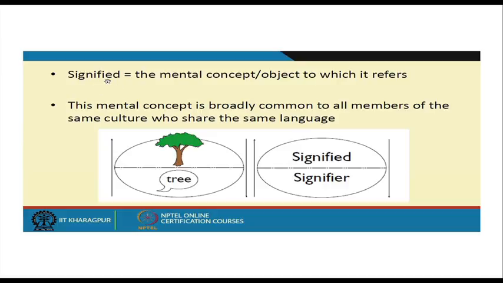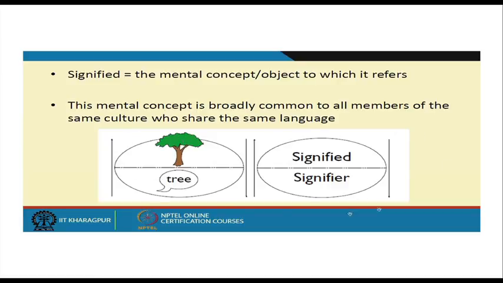So here we see that the signified is the mental model or the object to which it refers, which I have already talked about. So in our case the signified was the bottle. This mental concept is broadly common to all members of the same culture who share the same language. So mind it that when we are talking about the signifier, signified and the sign system, it is cutting across members of the same culture.